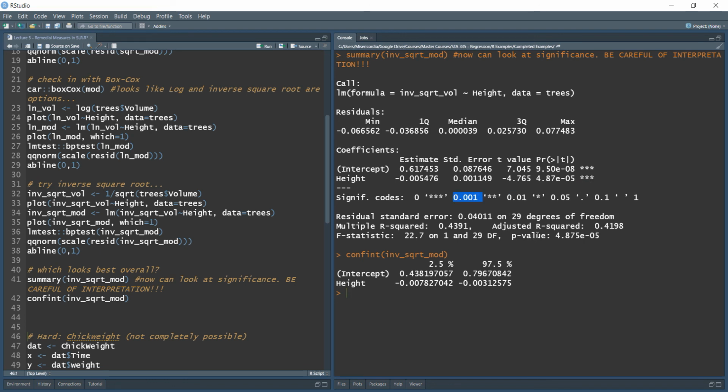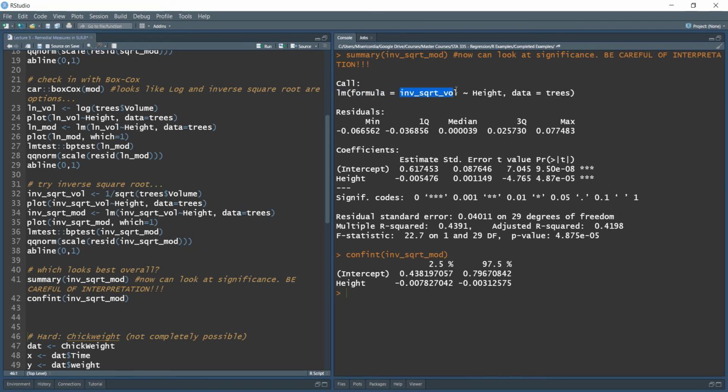It's statistically significant at the alpha equals 0.001 level. So it's a statistically significant effect. We know there's reason to believe that this value is not zero. There's evidence to claim that in the population. But okay, that's our statistical interpretation. What's the practical interpretation? Is this large? Is this small? How does height relate to volume?